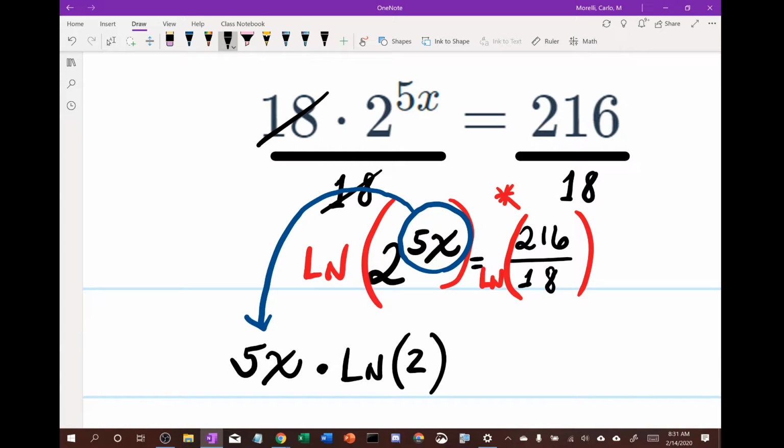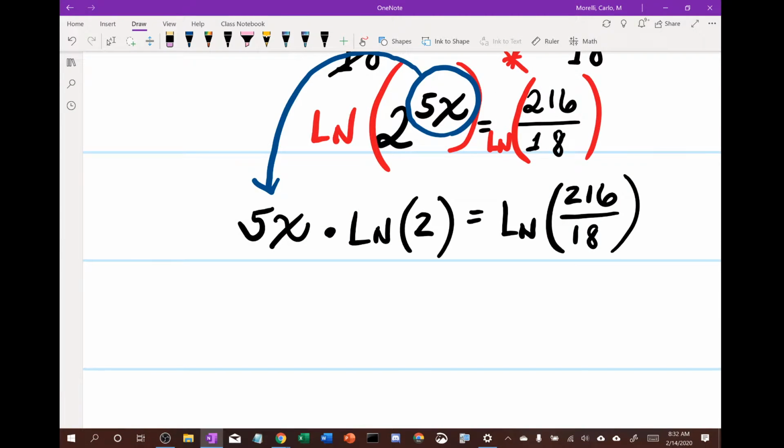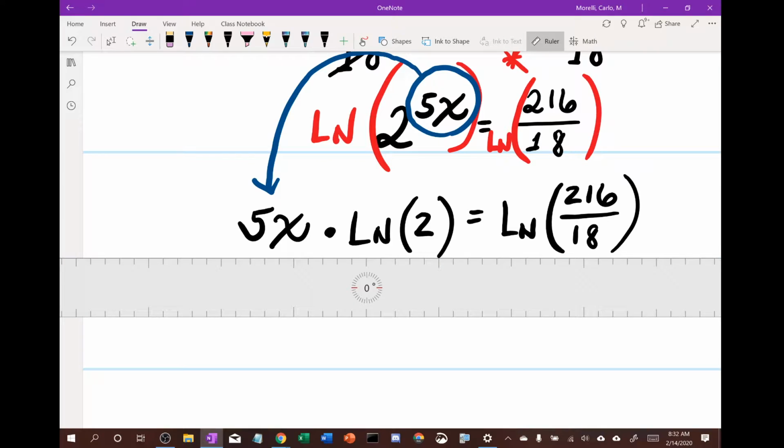Okay, so we're trimming away at it, right? Think of yourself like a barber. On the left, we just have the natural log of 216 over 18. And again, we don't care about what that means yet. We're not putting that in the calculator yet because we're not ready for that. Now, again, I'm still trying to get close to x. All right.